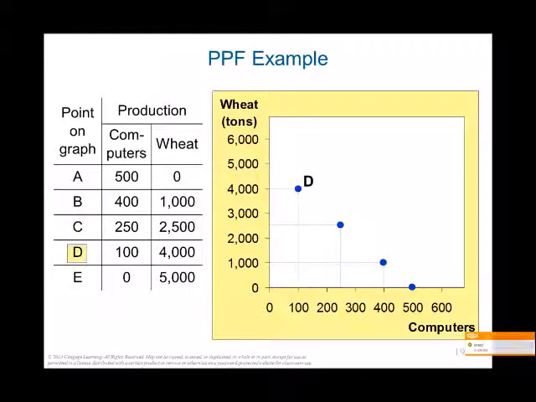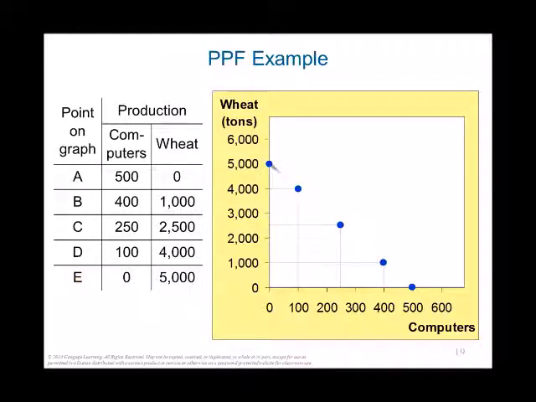For point D, it is 100 and 4,000. So we're producing 100 units of computers and 4,000 tons of wheat. And for point E, we're at 5,000 tons of wheat being produced if we produce 0 computers.